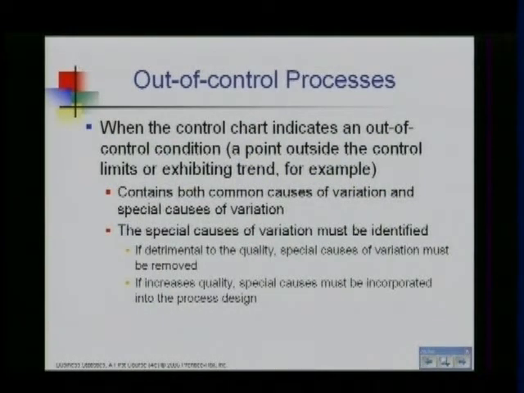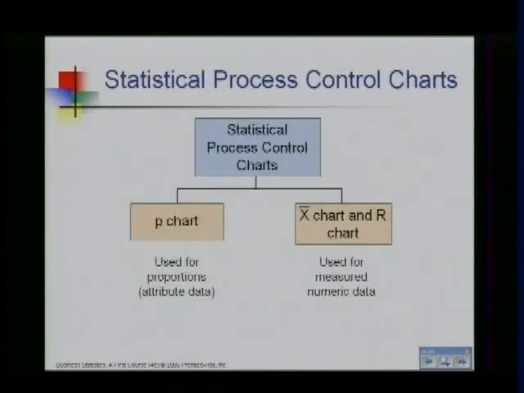When we have out of control conditions, 1 point or more outside or a trend, we have both common cause and special cause. We've got to figure out what the special cause variation is and fix it. If it's a good thing, we want to build it into the system. If it's a bad thing, we want to remove it. So sometimes this out of control thing might be good. We just have to figure out, is it helpful or harmful, and then take appropriate action.